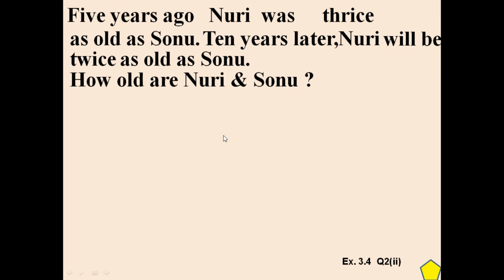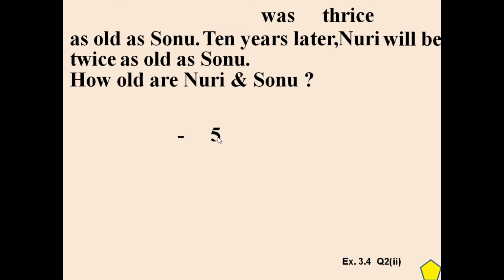Another problem related to age. Again, there are two people here, Nouri and Sonu. Please remember, whenever age questions are given, there are mostly three time frames given: something previous, something in the past, and of course the present age. So we are assuming here Nouri's present age to be X and Sonu's present age to be Y. So 5 years ago is interpreted as minus 5.